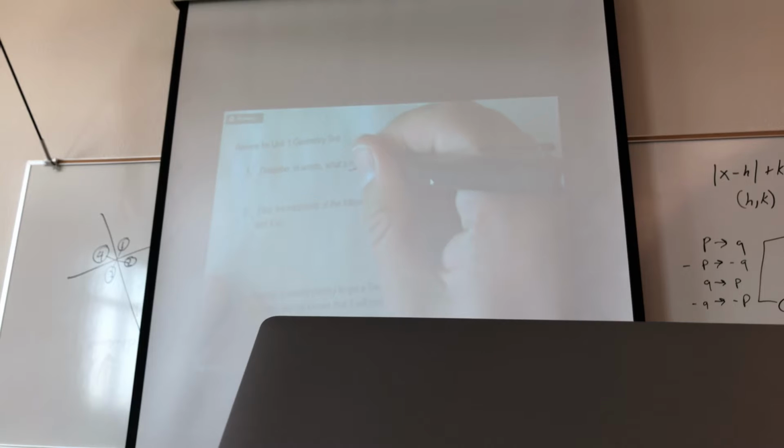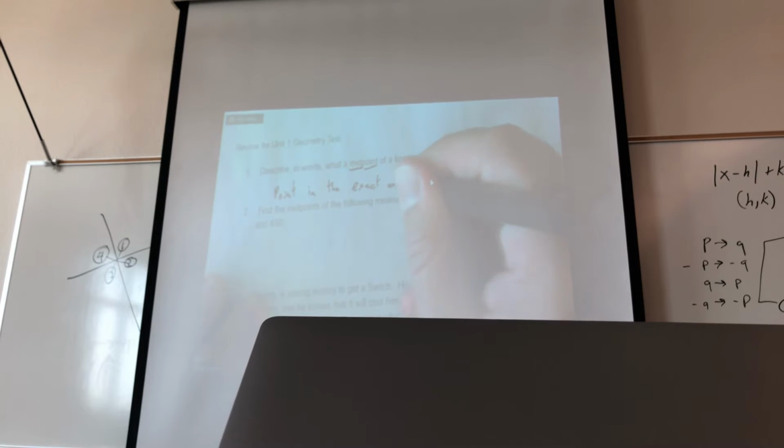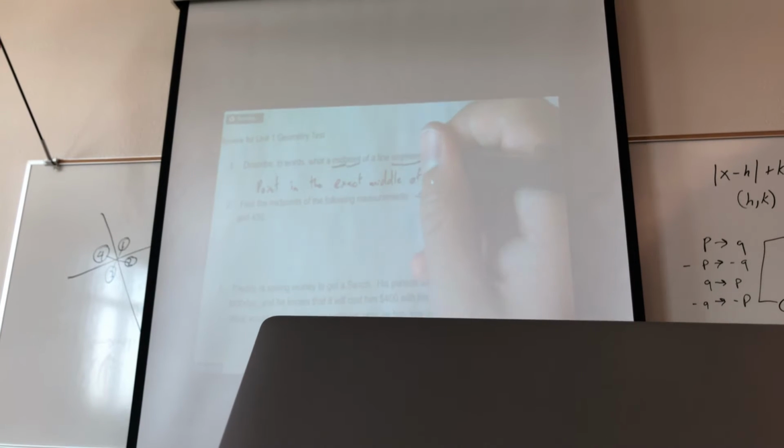First off, mid means it's in the middle, and point means it's a point. So a point in the exact middle of a line segment. Okay? It has to be the exact middle. It has to be a line segment. If it's a line, there is no middle. It goes infinitely in both directions. If it's a ray, it goes infinitely in one direction. It can't be the exact middle. It's garbage. So you really have to have a line segment.